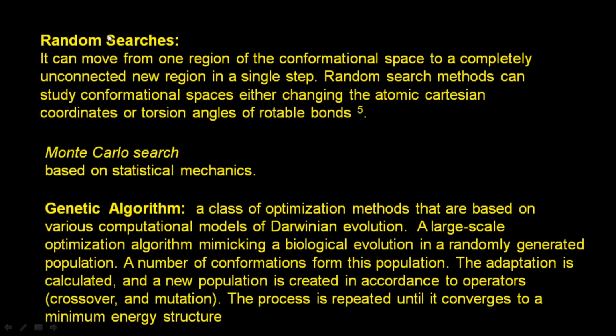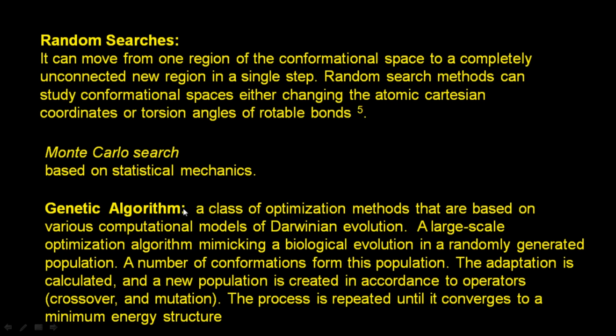Then you have random search, that is another approach. It can move from one region of the space to a completely unconnected new region in a single step. So, you randomly change things, you may change the Cartesian coordinates, which means x, y, z, or the torsion angles of rotatable bonds. Another approach is called Monte Carlo search, which is based on statistical mechanics.